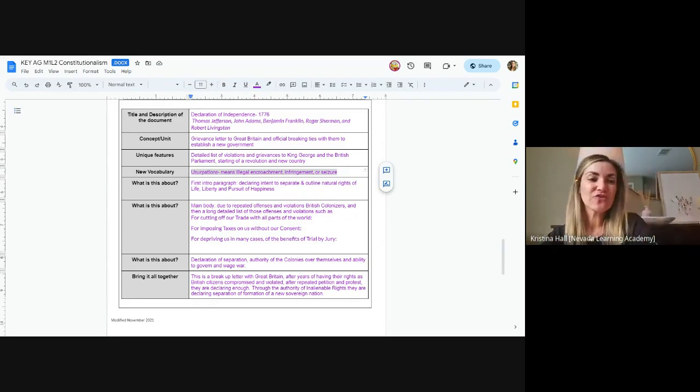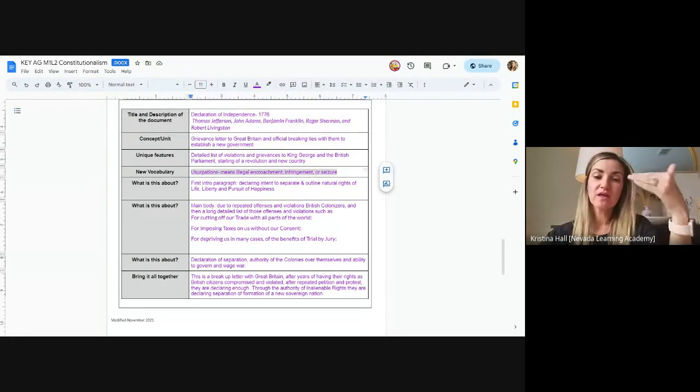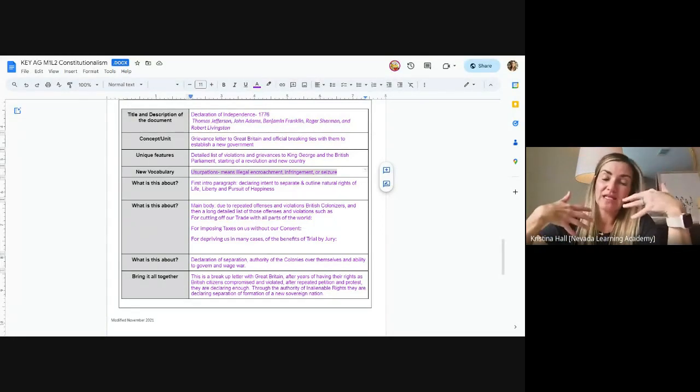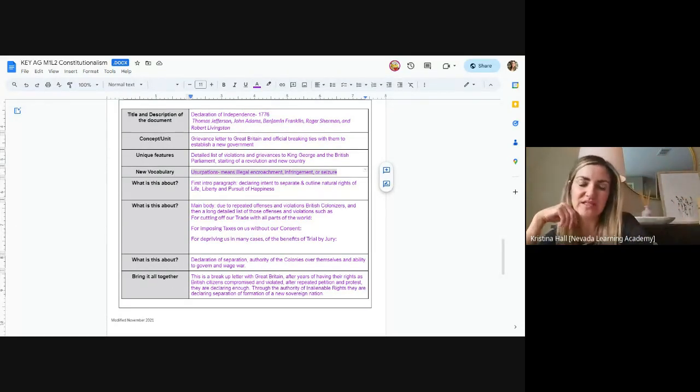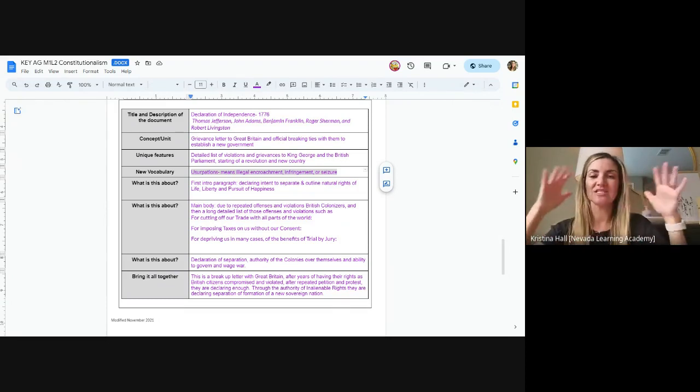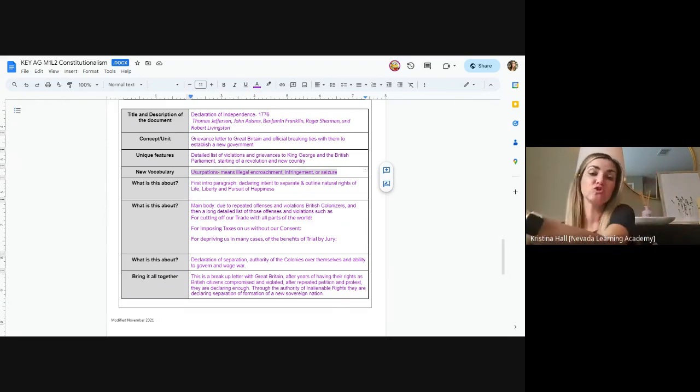All right, so the new vocab word, usurpation, means illegal encroachment or infringement or seizure. So they're accusing the king of acting illegally on their rights, on trade, on resources, on taxes. It's used in different ways, but it's a way of saying that you seize, not like having a seizure, but seizure means to seize, to take. Infringement means to violate. This was the code, you broke it.